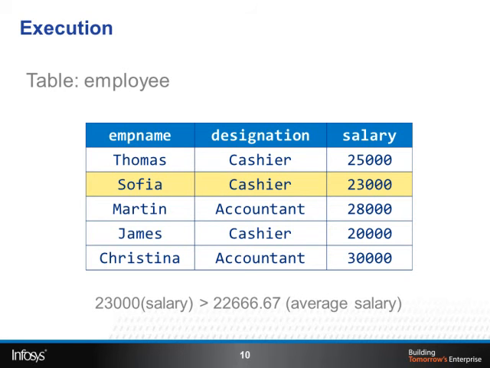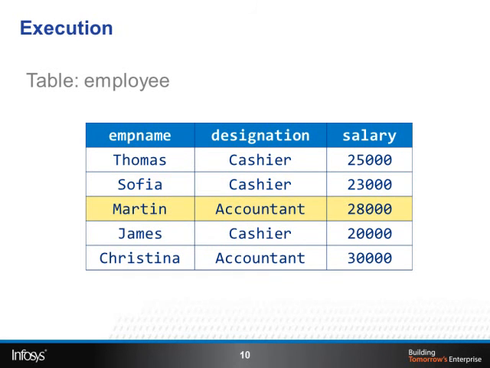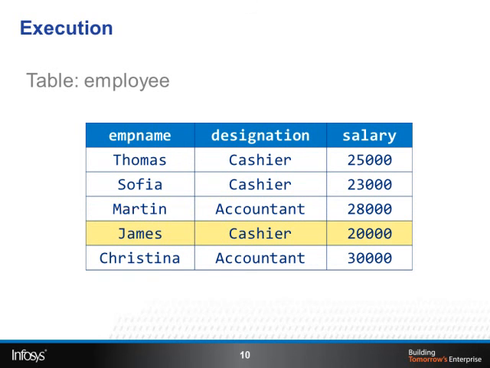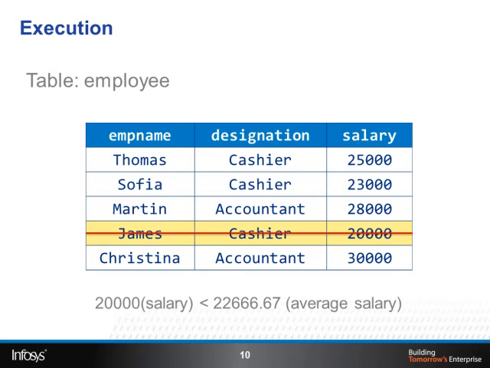The third record is of Martin, an accountant. His salary is compared with the average salary of accountant. Since Martin's salary is less than the average salary, the record is not selected to be part of the output. The fourth record features James, a cashier with a salary that is less than the average salary of cashier. Hence, no place for the record in the output.